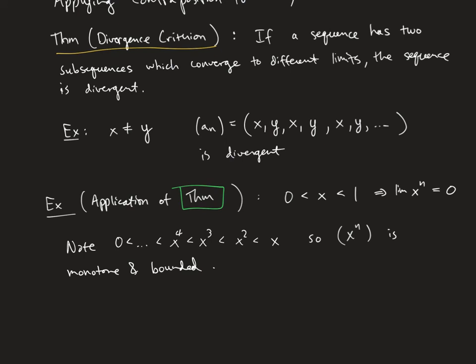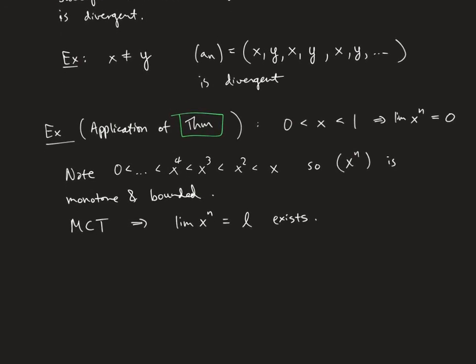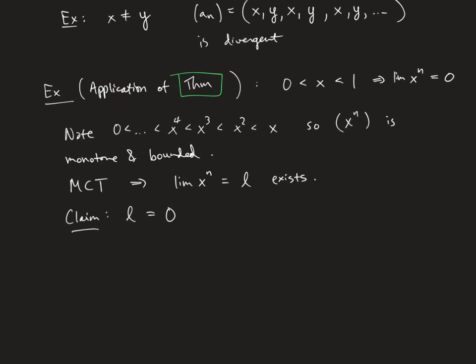So the monotone convergence theorem implies that it has a limit, right? So it implies that the limit of x to the n is some L. So this limit exists. Okay, so that limit must be something, and then the claim is that that L is equal to 0. And there's a really slick proof.